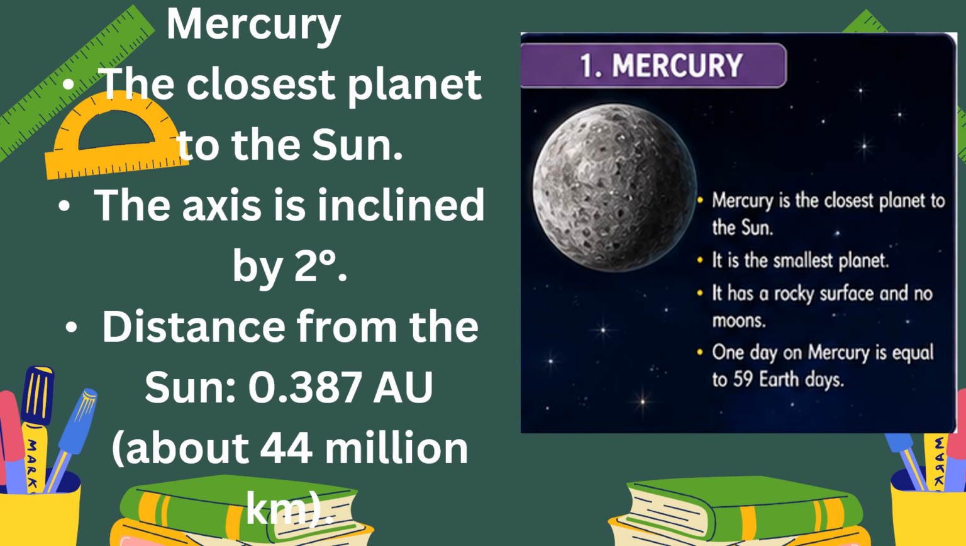Now you all must have heard about Mercury because it is the closest planet to the Sun. Its axis is inclined by 2 degrees, and the distance from the Sun is 0.387 AU, that is about 44 million kilometers. Mercury is very small. It has a very rocky surface and no moons. One day on Mercury is equal to 59 Earth days. So you see the difference.